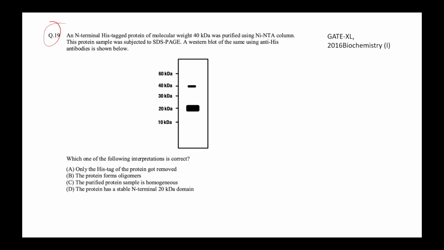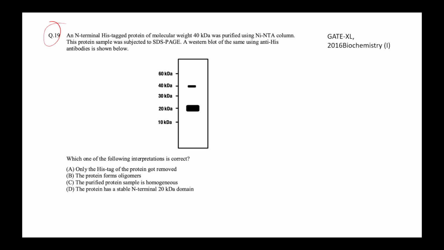First, only the histidine tag of the protein got removed. Second, the protein forms oligomer. Third, the purified protein sample is homogeneous. D, the protein has a stable N-terminal 20 kilodalton domain. Okay, let's talk about this question. Firstly, it says an N-terminal histidine tagged protein of molecular weight 40 kilodalton was purified using a nickel NTA column.